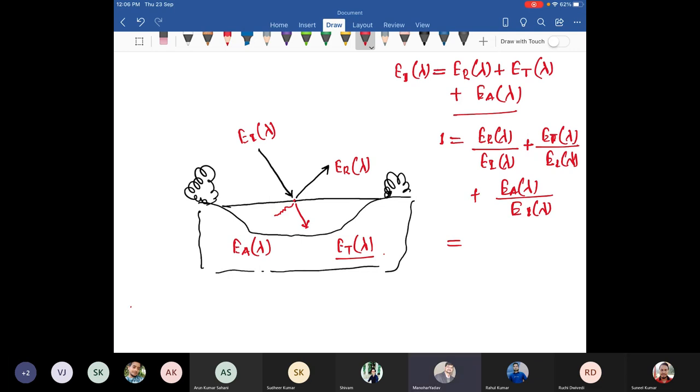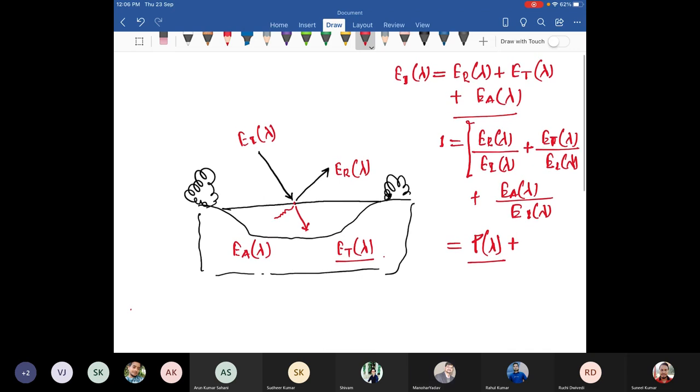Now this ratio we define in terms of certain parameters. So it is reflectance. Just you need to see the nomenclature. Right now I am writing the reflectance with rho, and this reflectance is also a function of wavelength. Plus, what will we have? The transmittance. Let's say I'm using the symbol phi over here. Phi t becomes transmittance. And then absorptance we have, so it's gamma.